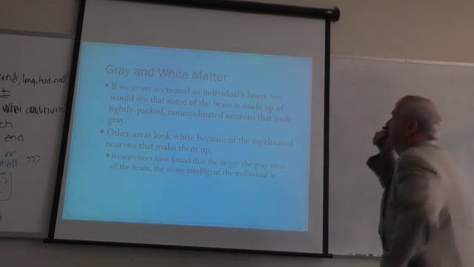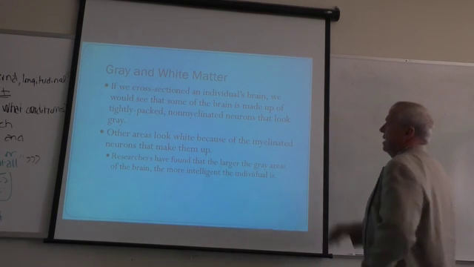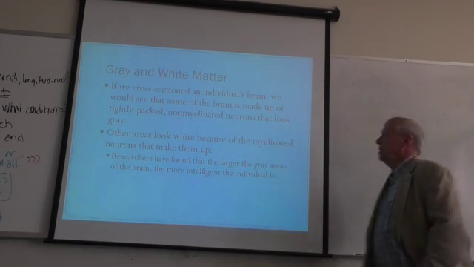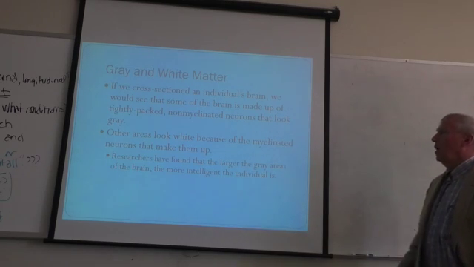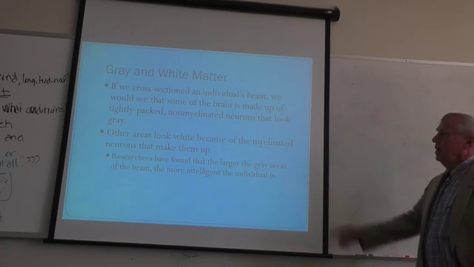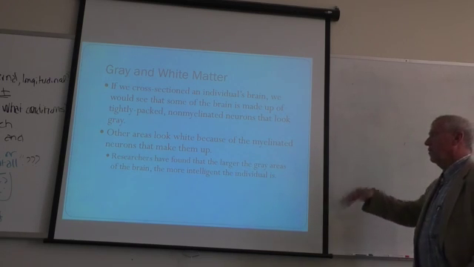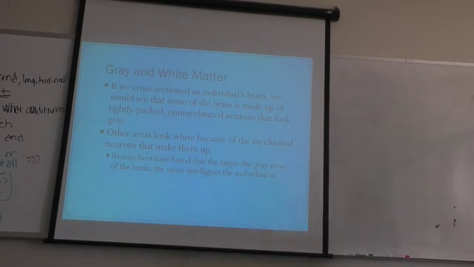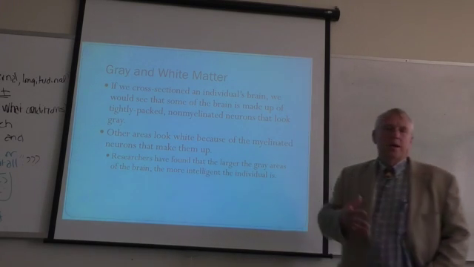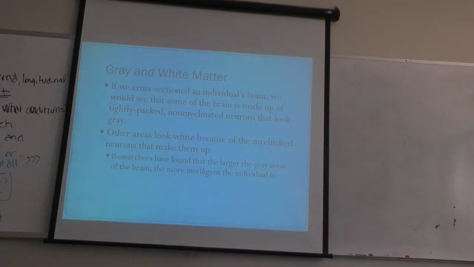If we cross-section an individual's brain, we would see that some of the brain is made up of tightly packed, non-myelinated neurons that look gray. That's on the surface of the brain. Other areas look white because of the myelinated neurons that make them up. Researchers have found that the larger the gray areas of the brain, the more intelligent the individual is. This is where all your thinking takes place. If we cut into somebody's brain, we will see a layer of gray matter, and how thick it is depends on the individual, and right below it will be white matter.